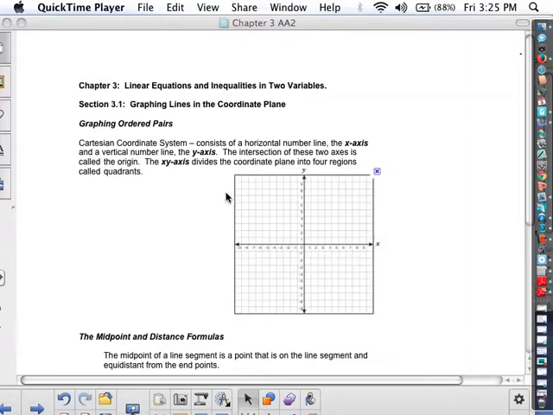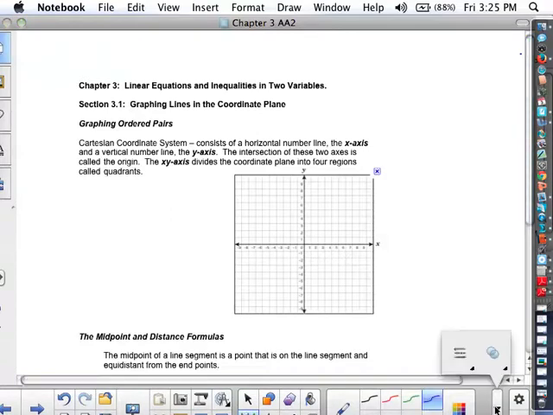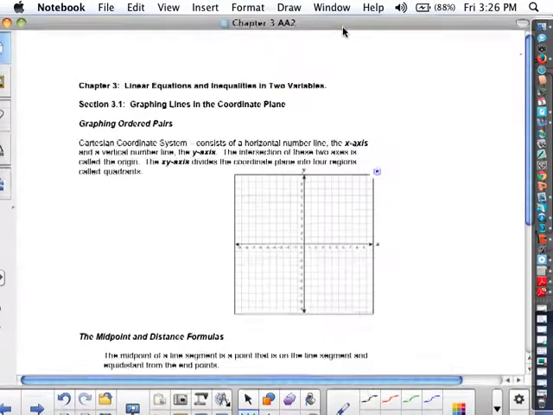Let's take a look at the first of two videos that you're going to have for this weekend on section 3.1 and 3.2. This is about linear equations and inequalities, the coordinate plane, distance, midpoint, slope. It should all be review. The videos should actually go relatively quickly, so I'm hoping you won't have to spend much time at all.